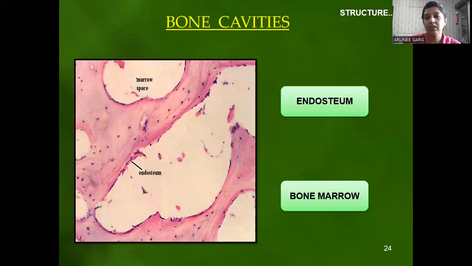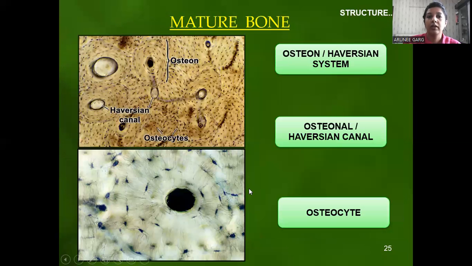Now, bone cavities consist of endosteum, that is the innermost cellular layer lining the bone marrow. This is the bone marrow, which contains the vasculature and the loose connective tissue. Now, in mature bone, osteons are found, osteons or Haversian system. So these are the osteons.